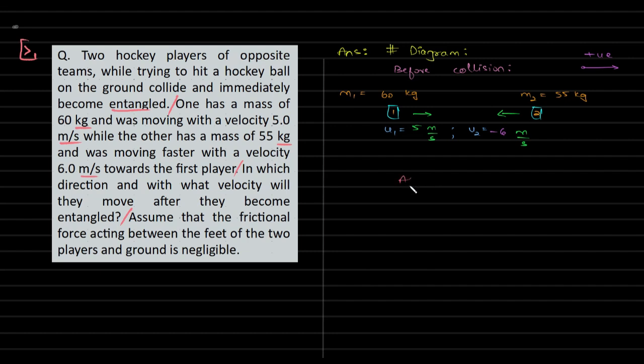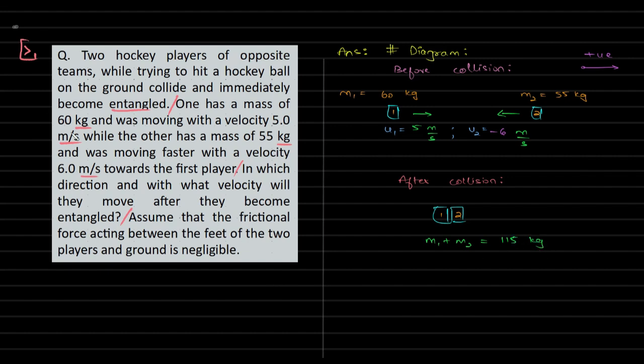Next, after collision, they become entangled. Means what? They become one unit, a single unit. So this would be your 1 and 2. They would move as, well, we don't know which direction they will move. If the answer turns out to be positive, they'll move to the right. If it's negative, they'll move to the left. One thing is their total mass is M1 plus M2, which is nothing but 115 kg.